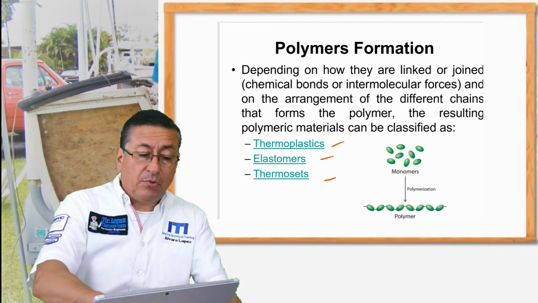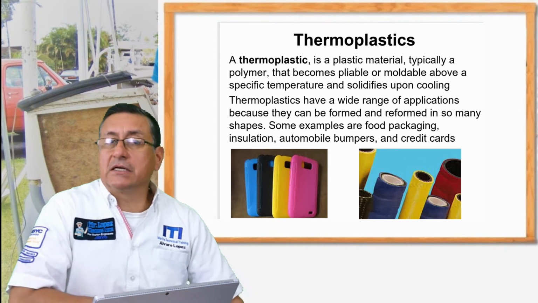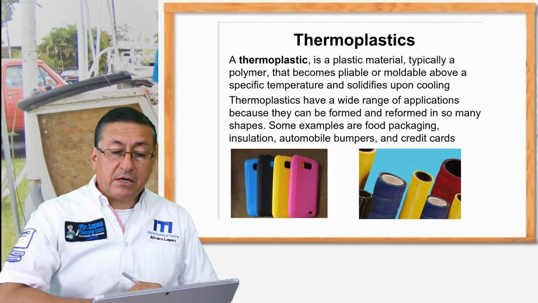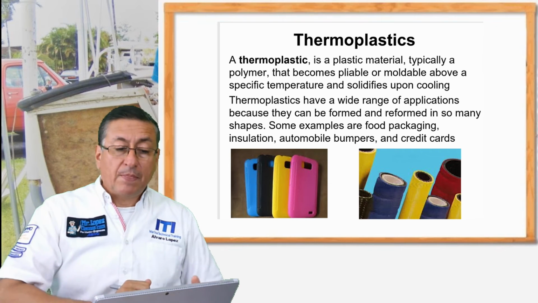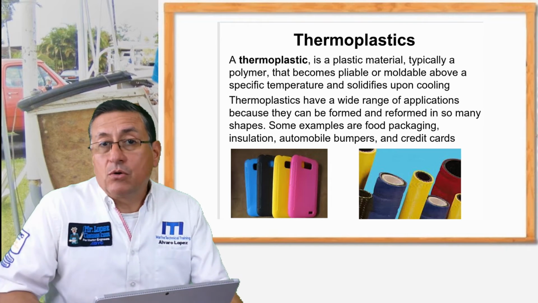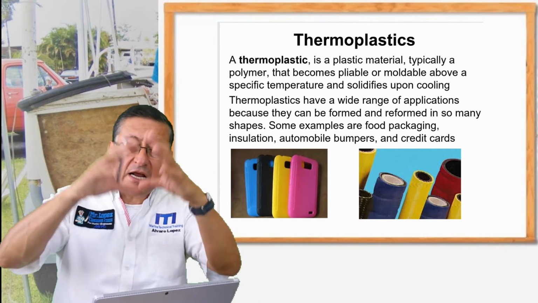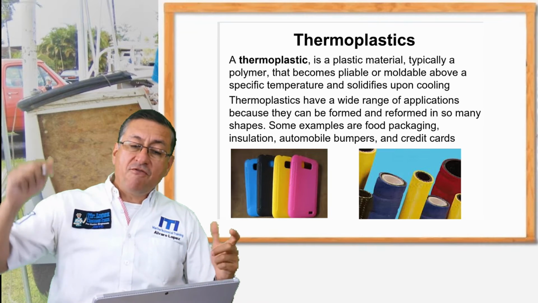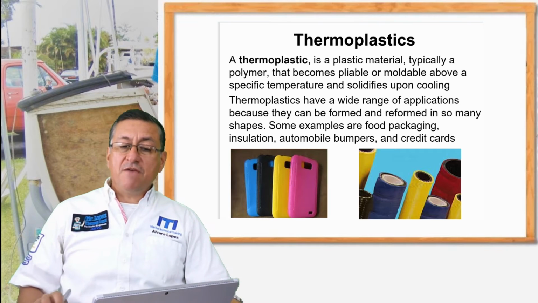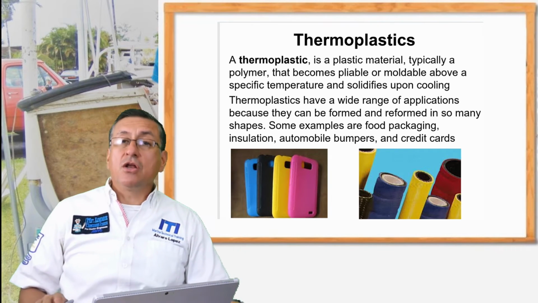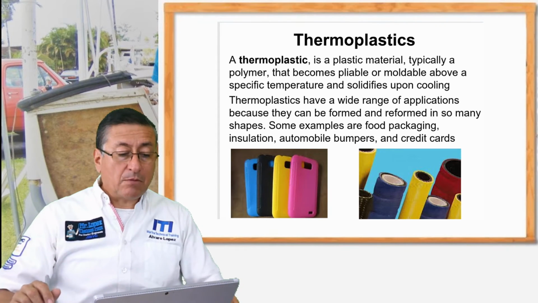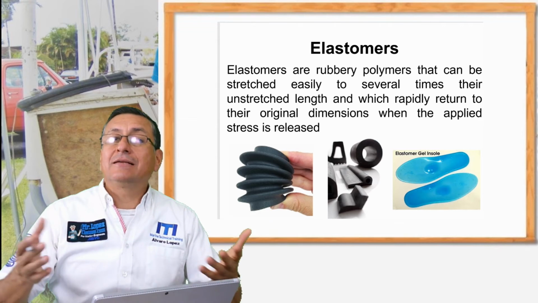We are going to check an example of a thermoplastic. And what is the meaning of thermoplastic? A thermoplastic is a plastic material, typically a polymer, that becomes pliable or moldable above specific temperatures and solidifies depending on the cooling process. The thermoplastics have a wide range of applications because they can be formed and reformed many times. There are a lot of examples in food packaging, in insulation, in automotive bumpers, in credit cards. Those are thermoplastics.